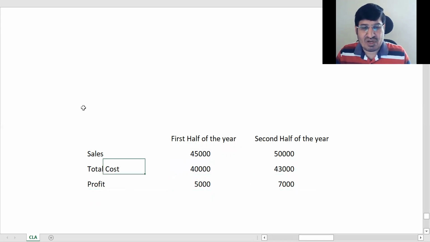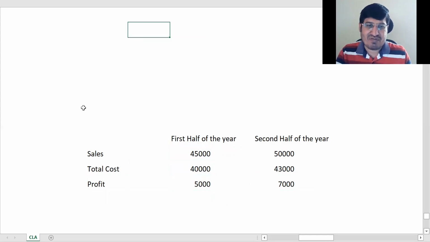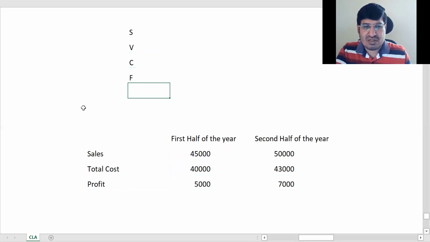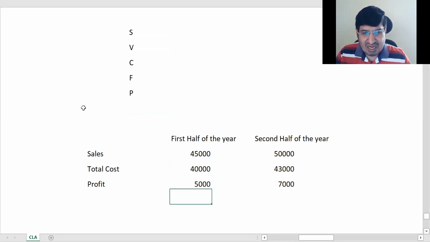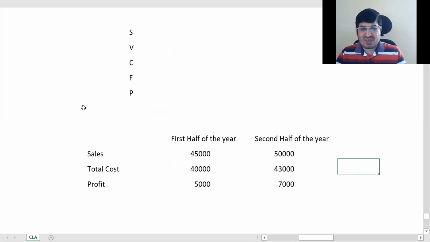Okay, the total cost has been given to us in this alternative. The total cost includes both fixed and variable. When we deduct it from S, the cost which you are deducting is variable cost and fixed cost, correct? And you are getting profit finally. So even if they have given this plus this, you can deduct directly from S and you will get P. Now we will use the formula: difference in profit upon difference in sales into 100. The difference in profit is 2000. The difference in sales is 5000.